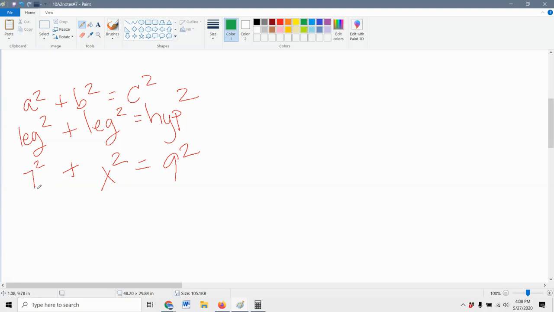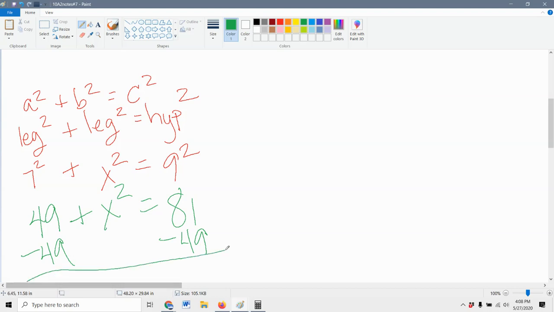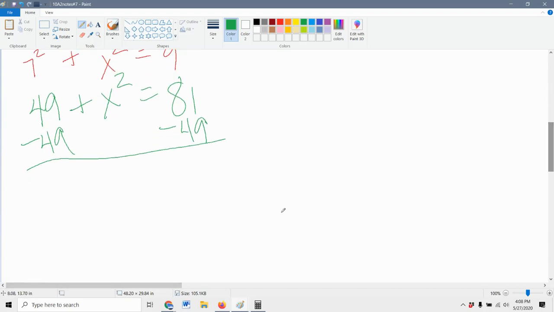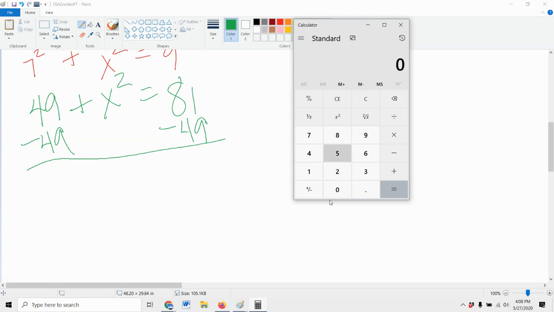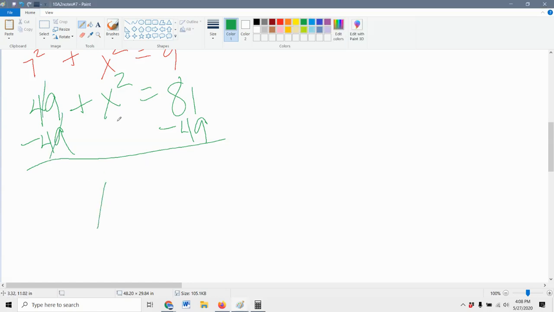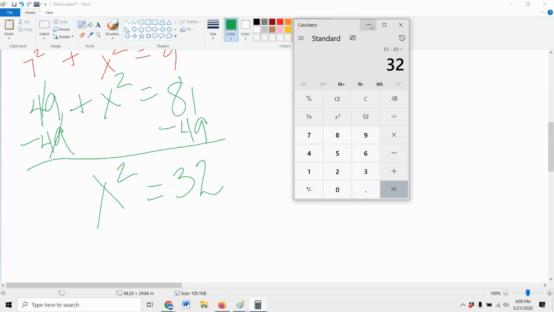Now, the next thing we want to do is multiply out those squares. 7 times 7 is going to give us 49. We still have plus x squared, and then 9 times 9, of course, is 81. We'll subtract our 49 from both sides. And don't forget, when you're learning these new principles, never a bad idea to do any arithmetic that's not super, super comfortable on your calculator. So we know now that x squared equals 32, okay, from our calculator.